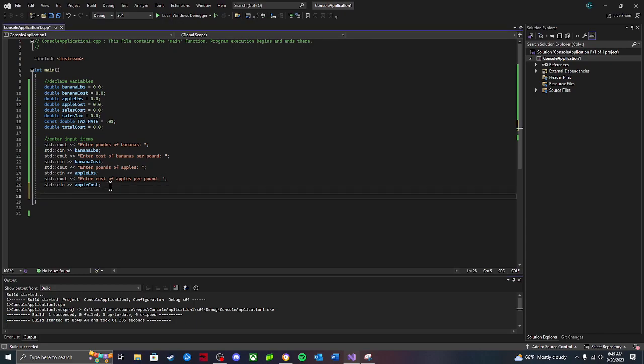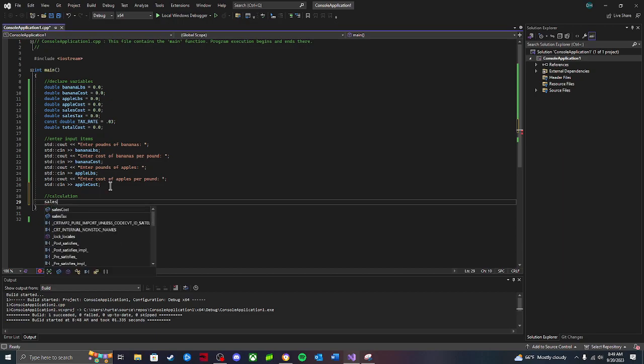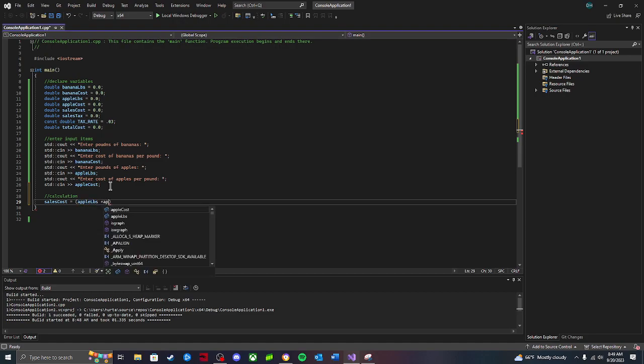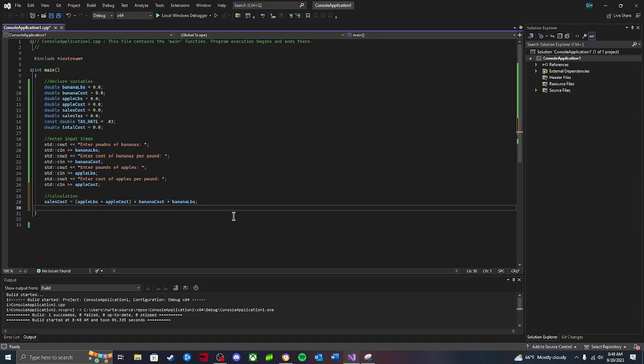So what we have to do is we have to do calculation. Again, I like entering the comments so it's easier for me to follow. And this is a simple math problem, super simple. I can go through it and explain it all. Apple pounds times apple cost plus banana cost times banana pounds. I don't know, I'm just going to kick it back. I'd rather just play it safe.